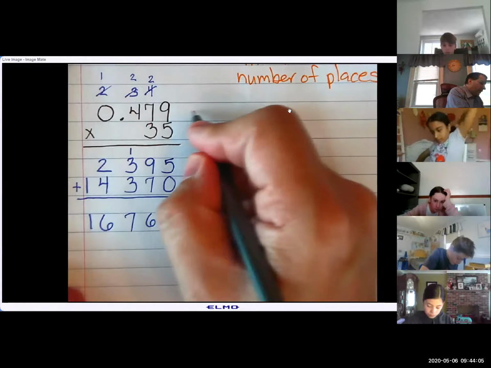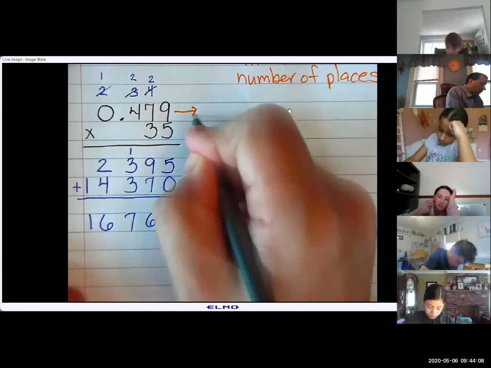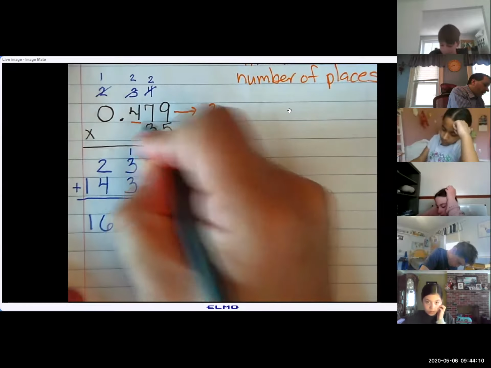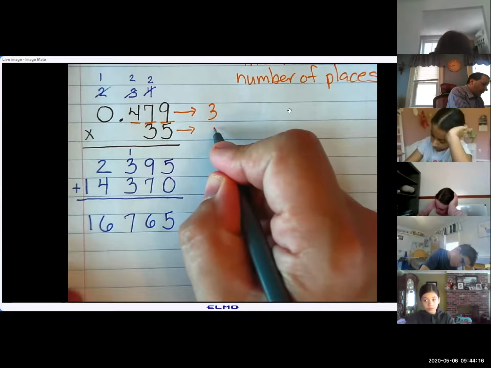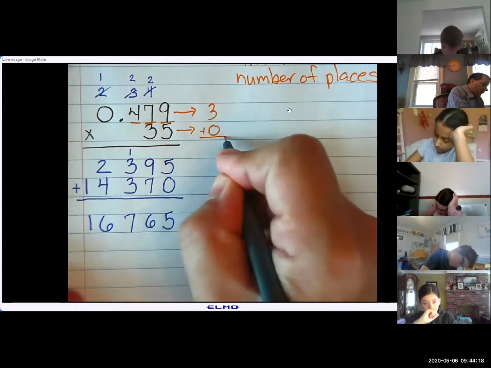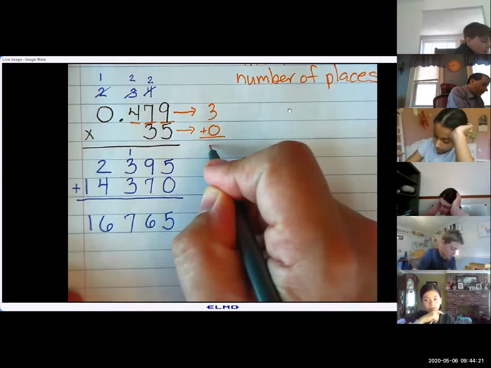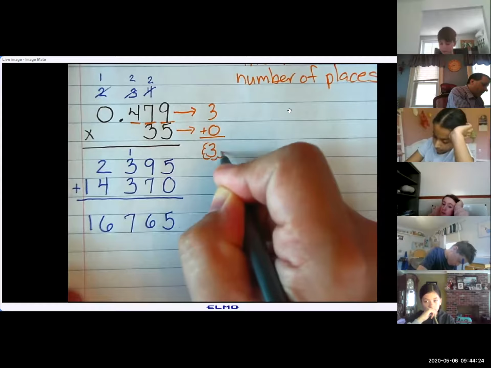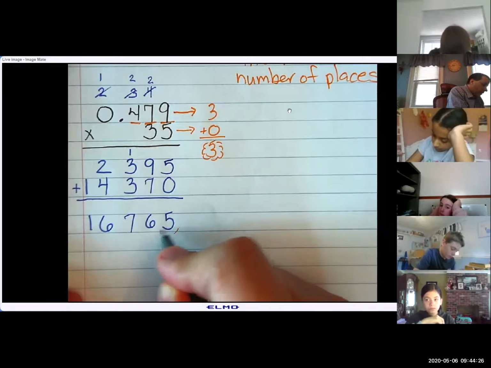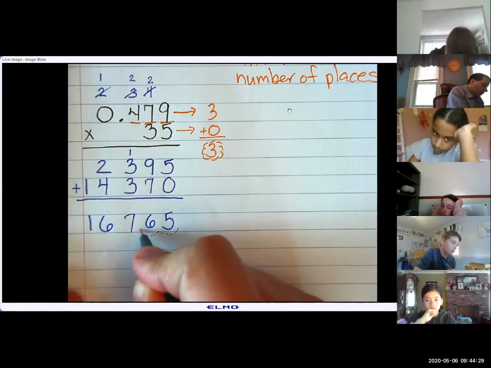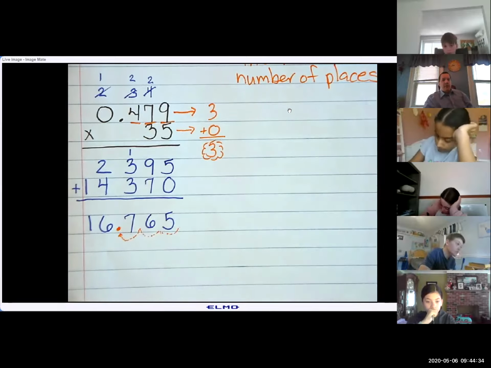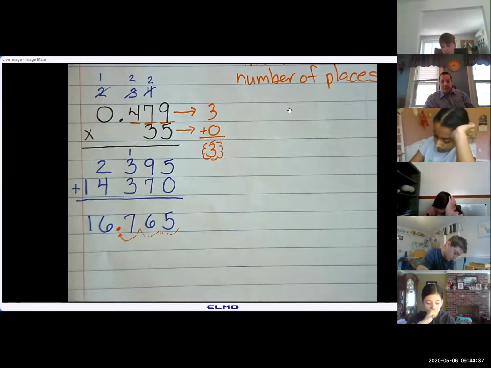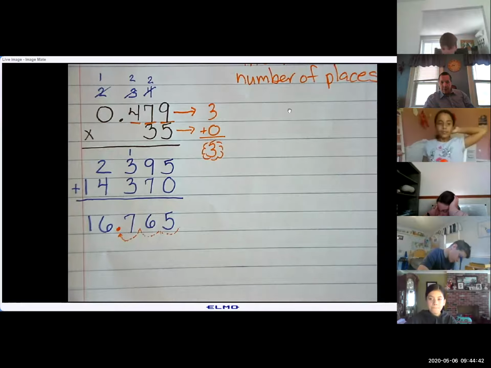Well, how many decimal places are in this number? 1. Yeah. 2, 3. How many decimal places in this number? None. What's 3 plus 0? 3. So I go 1, 2, 3. So my final answer is 16.765. Is that making sense? Yes. Okay.